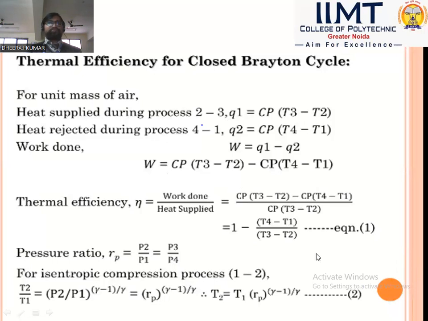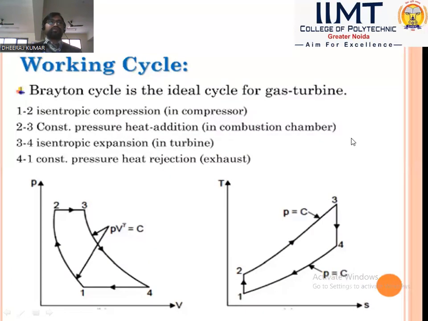So now calculate the pressure ratio. This is the pressure ratio. P2 upon P1 is equal to P3 upon P4. This is the low pressure and this is the high pressure. So P2 upon P1 is equal to P3 upon P4.